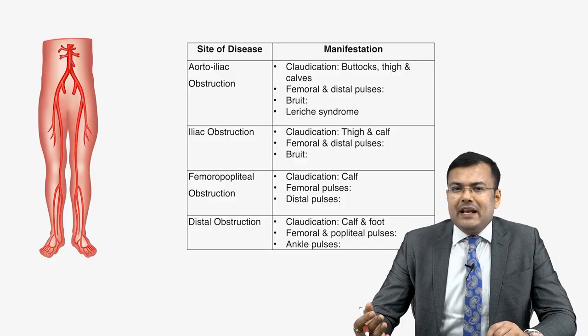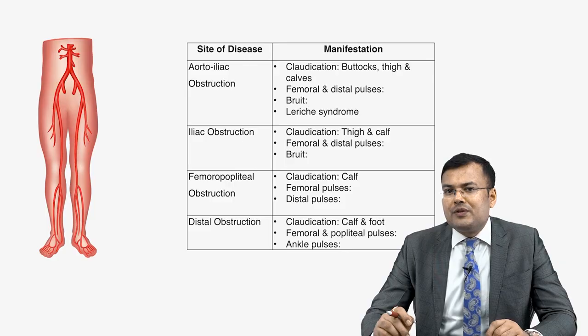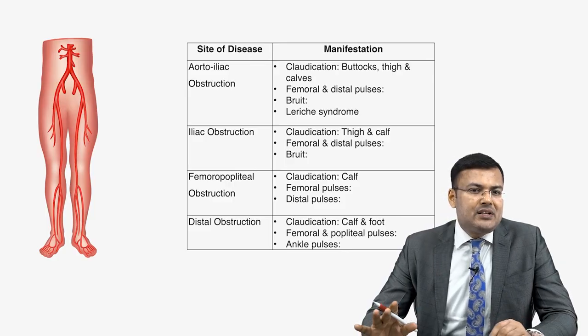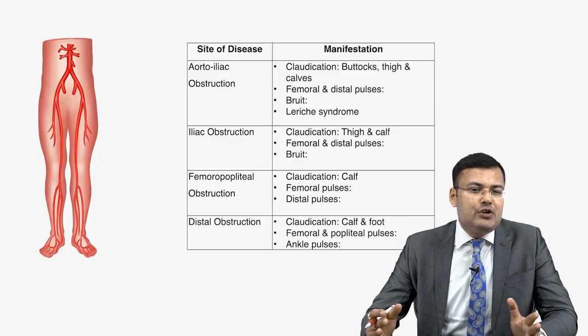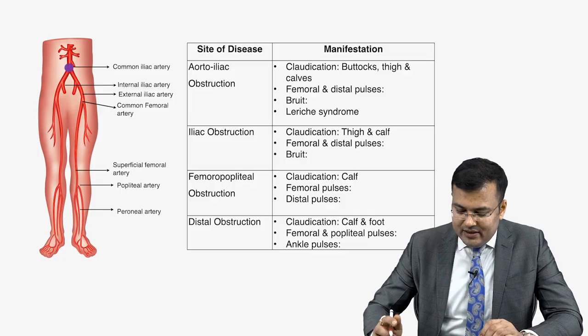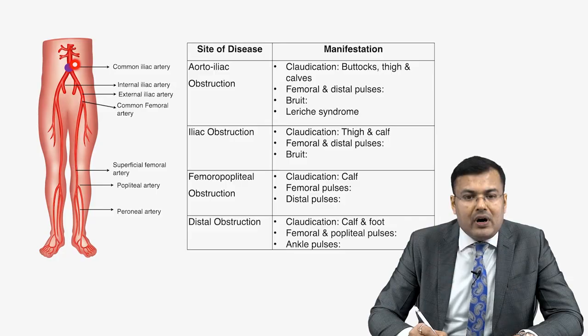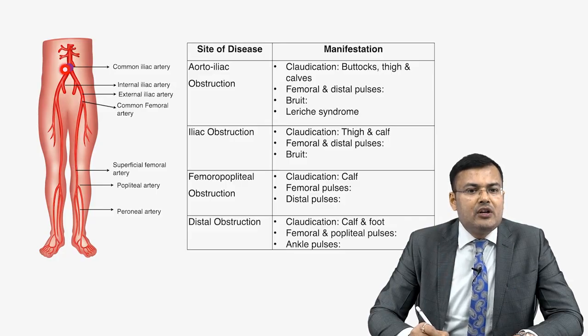Now see, the manifestations in cases of arterial occlusion depend on the site of occlusion or site of obstruction. Imagine, where is the obstruction? Imagine here is the obstruction. You can notice that the obstruction is at the aorto-iliac bifurcation. Can you see here? So the obstruction is at the aorto-iliac bifurcation.